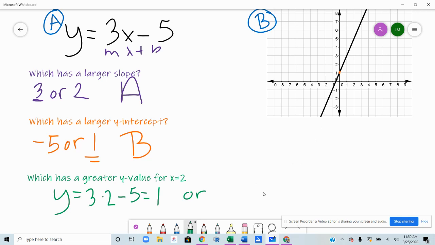And then for the graph, we just need to come over and look at where it is located. So if we come over here to x is 2, we go up and find the graph. We get our point right there. Our y value is 5. Which one is greater? 5 is greater than 1, which means B is our answer.